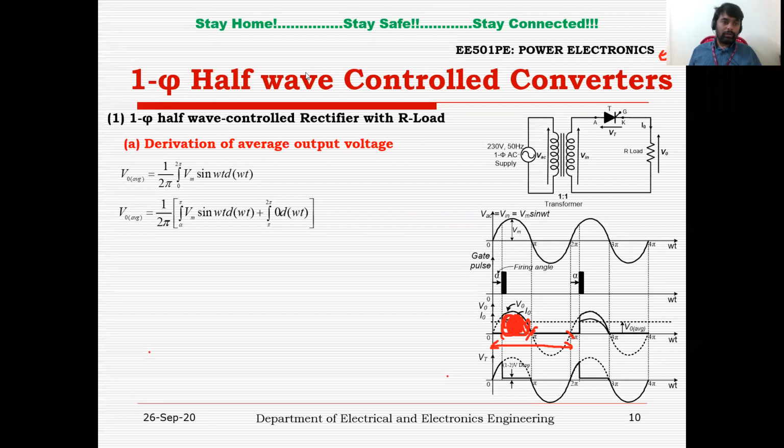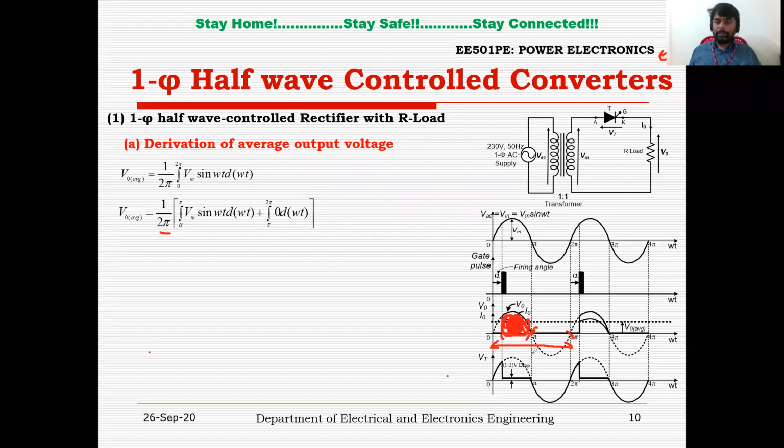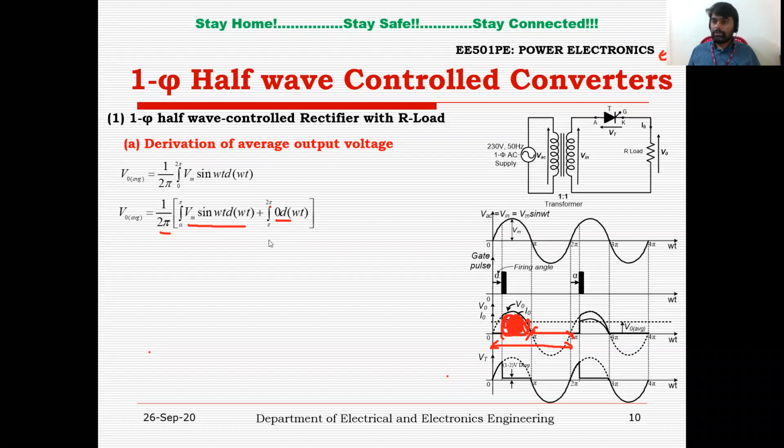Now you can see 1 over 2 pi, because I am going to consider the complete one cycle. From alpha to pi, we are getting Vm sin omega t, which means the output voltage follows the input voltage. That's why I have written Vm sin omega t. And plus, from pi to 2 pi, you can see 0 output voltage. Alpha can be anywhere, it can be 0 also, it can be 180 also, right?